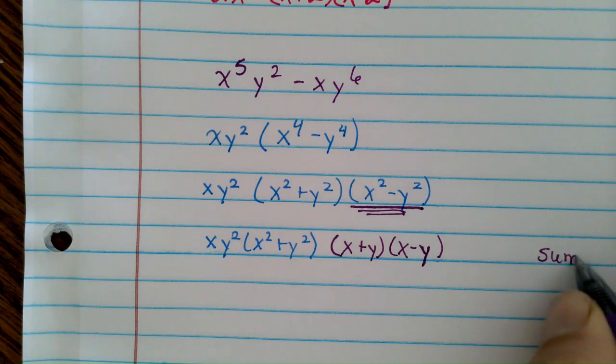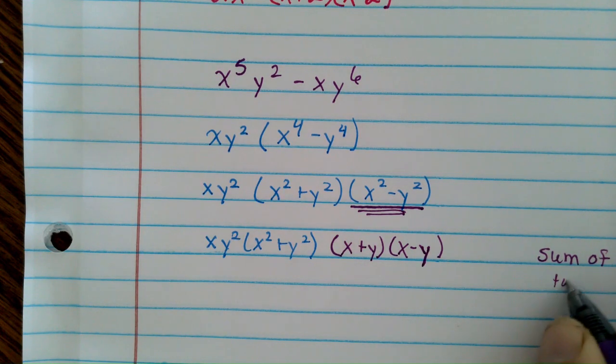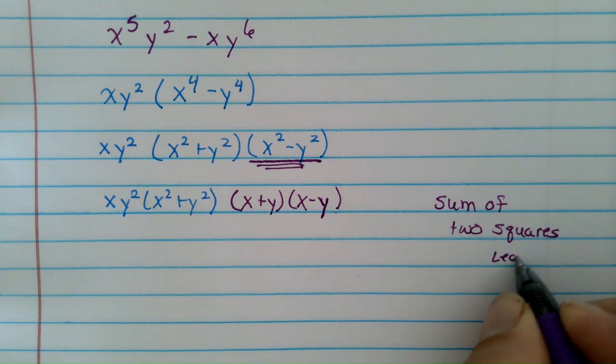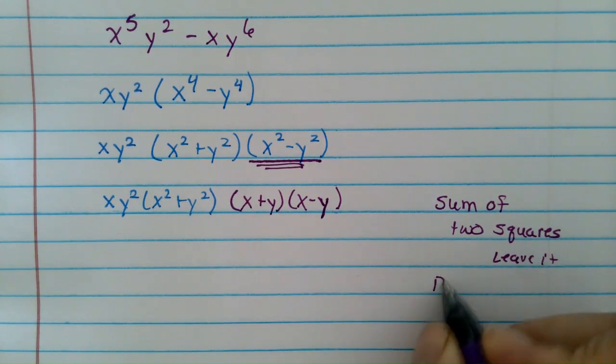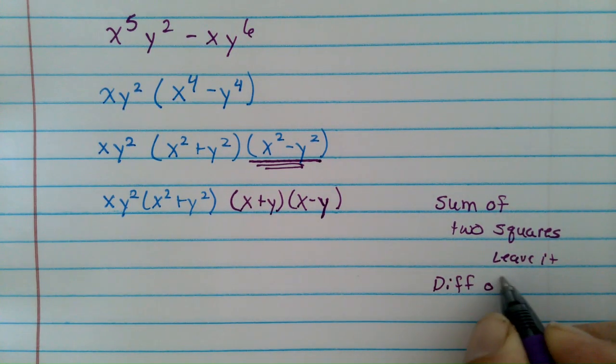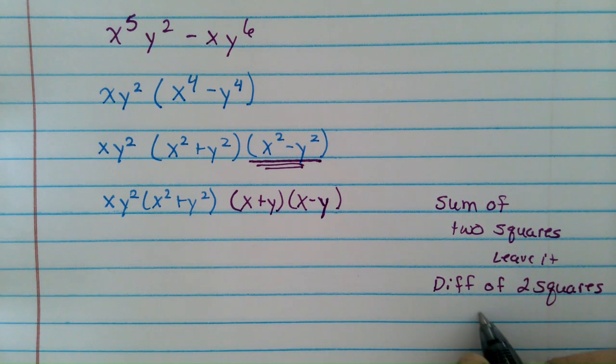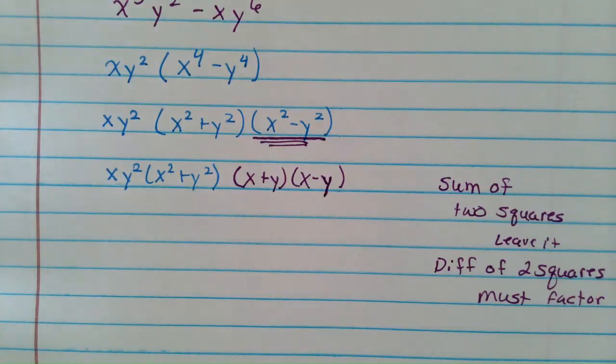A sum of two squares is okay. You can leave it. A difference of two squares, you've got to factor that. So understand when it's factorable and when it's not for some of those basic patterns.